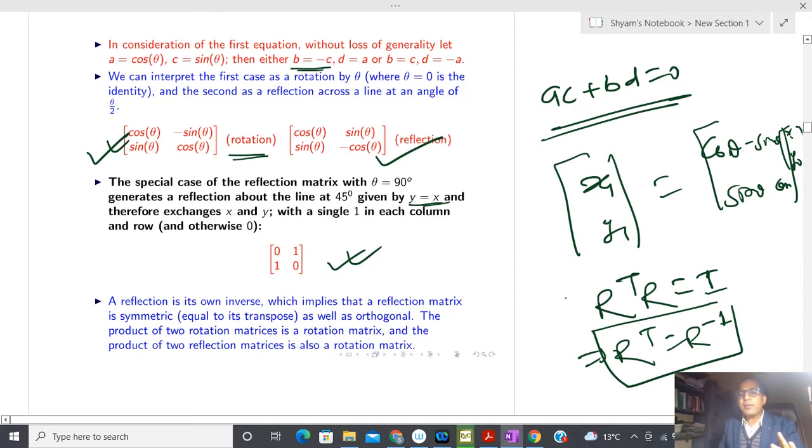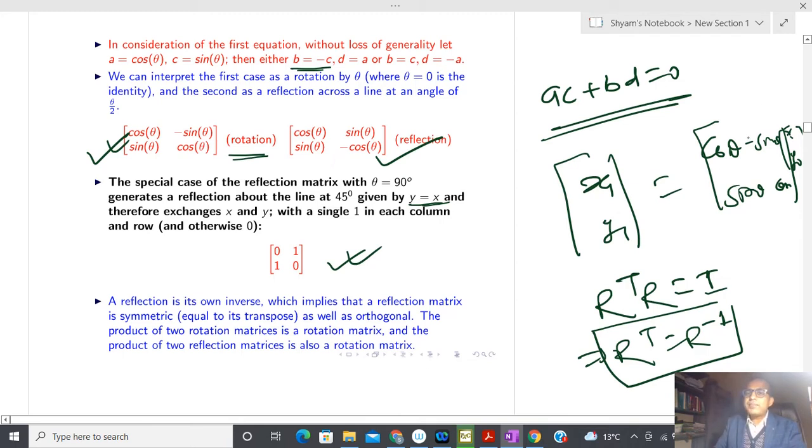The second property is identity. You know how to define the identity, that is not a problem. After that, the inverse is also obvious. So I have written the same kind of things. A reflection is its own inverse, which implies that the reflection matrix is symmetric, meaning equal to its transpose, as well as orthogonal. The product of two rotation matrices is a rotation matrix, and the product of two reflection matrices is also a rotation matrix. So all three properties are satisfied.